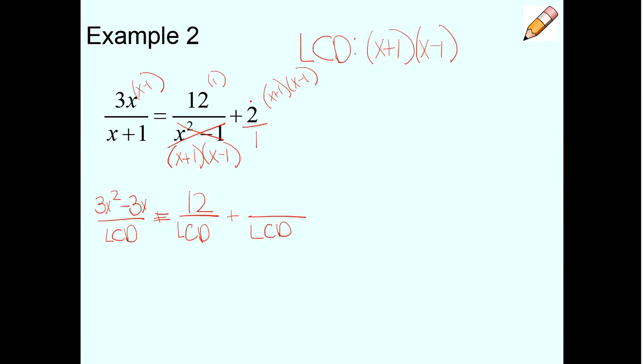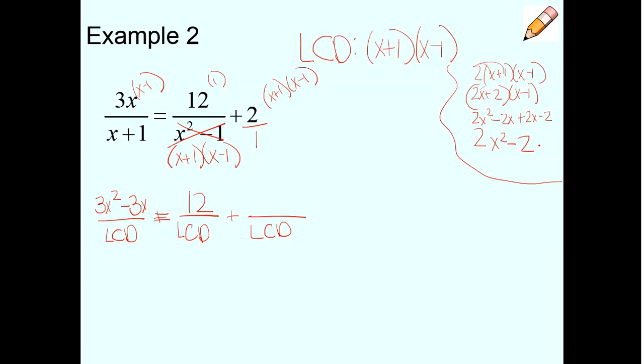And then this is a little confusing. Let's go on to a sidebar here. So I got 2 times x plus 1 times x minus 1. We need to fully multiply this out. So this would be 2x plus 2, times x minus 1. So multiply this fully out. I got 2x squared minus 2x plus 2x minus 2. I think a lot of students forget that they can multiply the 2 in and then get what that is, and then multiply further. So my answer for that piece is just 2x squared minus 2.